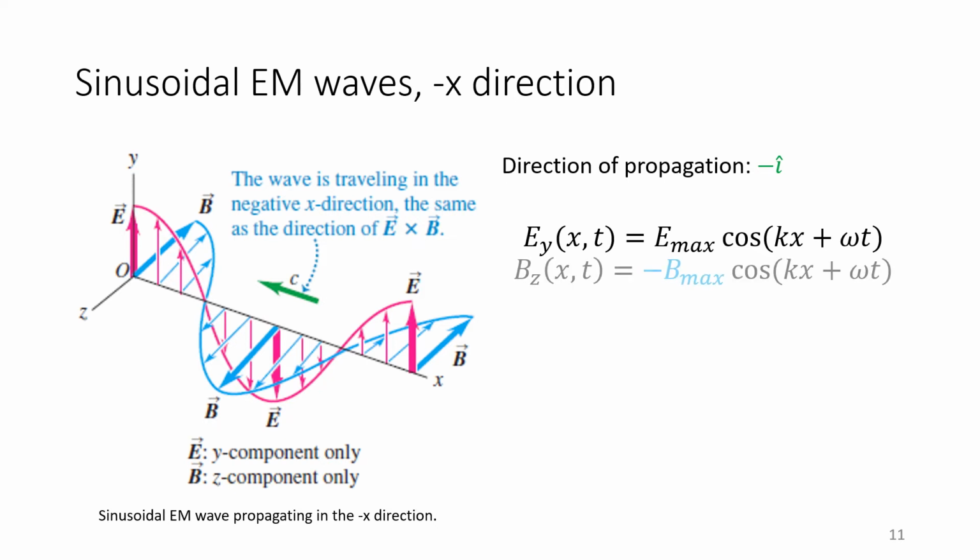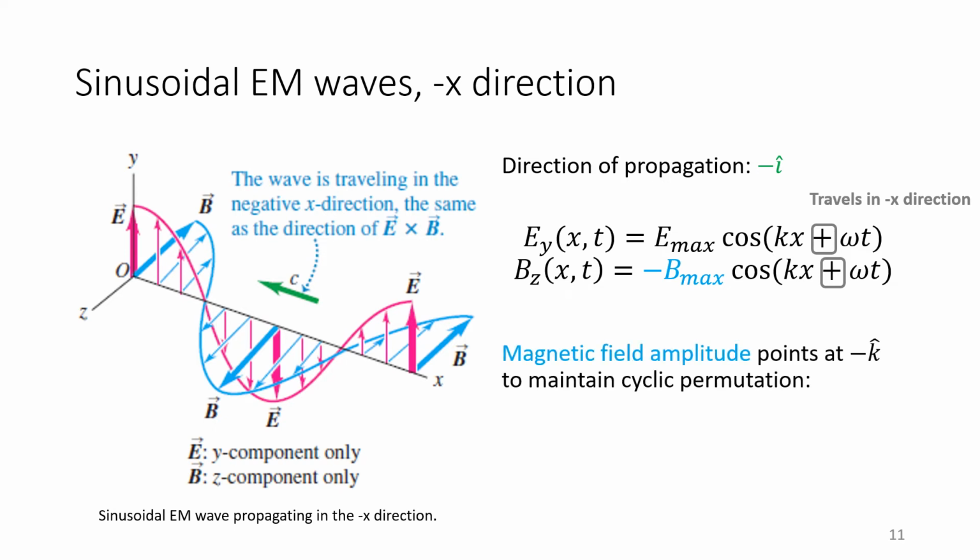The same change must be done for B, but we have to change its amplitude factor as well, from Bmax to negative Bmax. From this, we arrive at the expressions for plane EM waves traveling in the negative x direction. The peculiar negative sign in the magnitude of Bz arises from the fact that the magnetic field amplitude should point at negative k hat to maintain the cyclic permutation of E, B, and the wave velocity. Note that E cross B should be parallel to c.